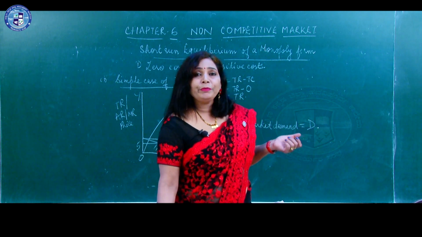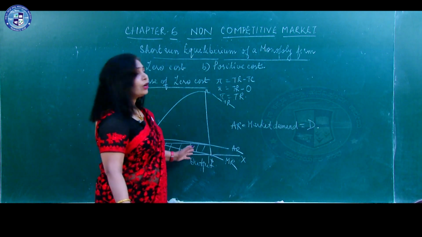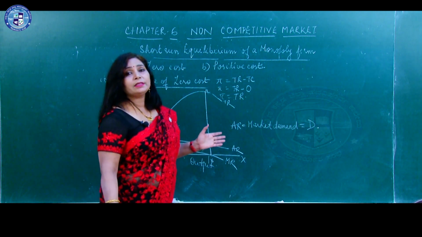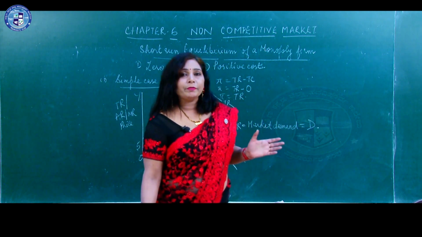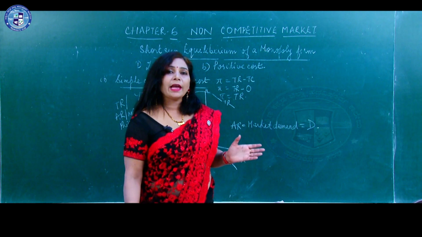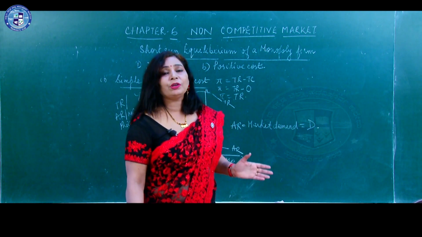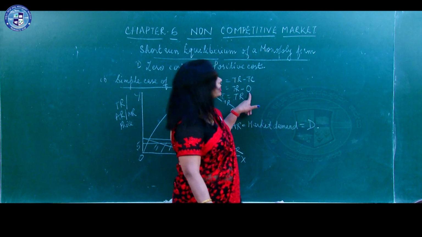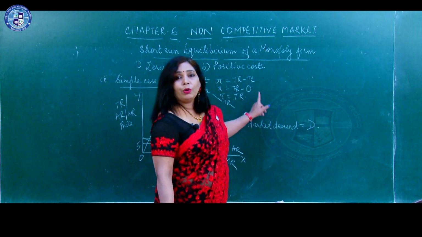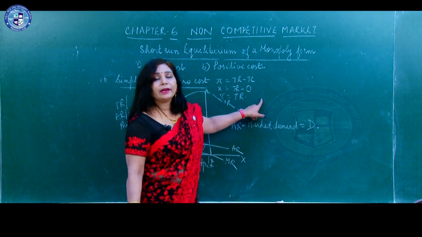So, here you will find that the cost is zero. That means this well is already there and the owner of the well has not spent any money in the production of this well. So, here you will find that the total cost is zero. The owner of the well has not spent any money.